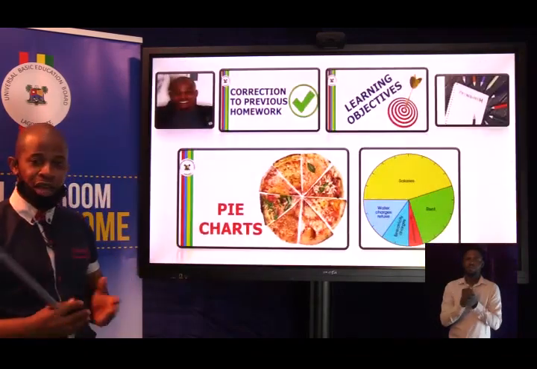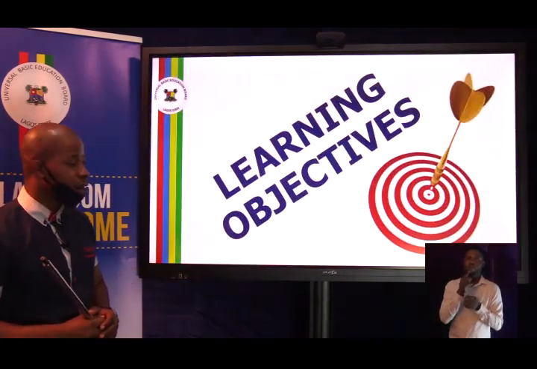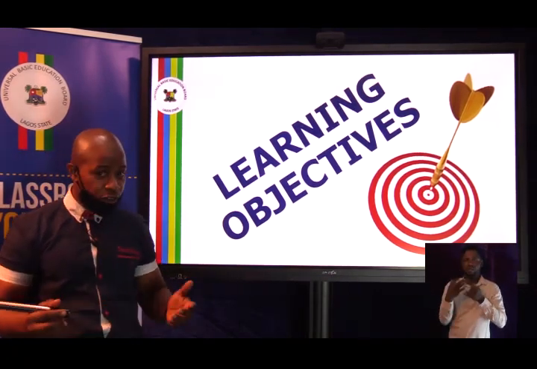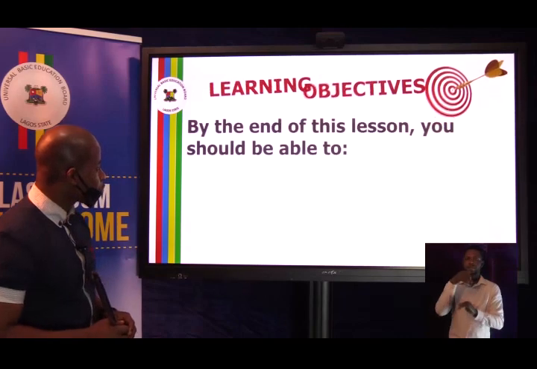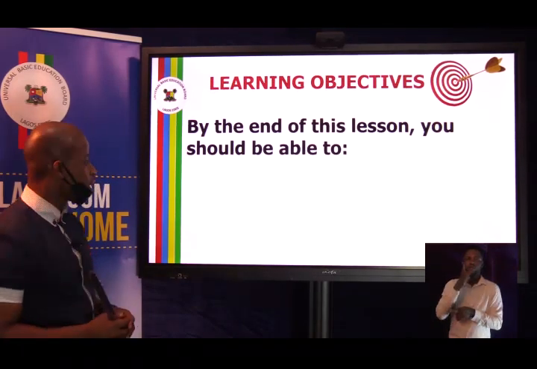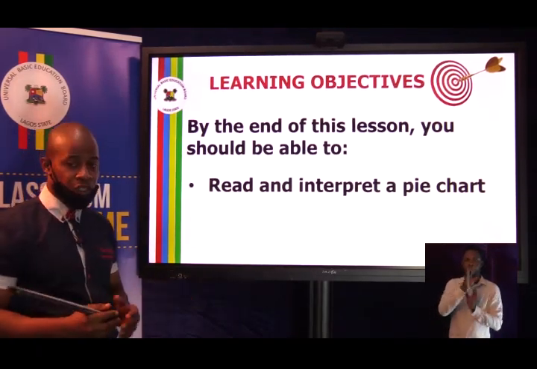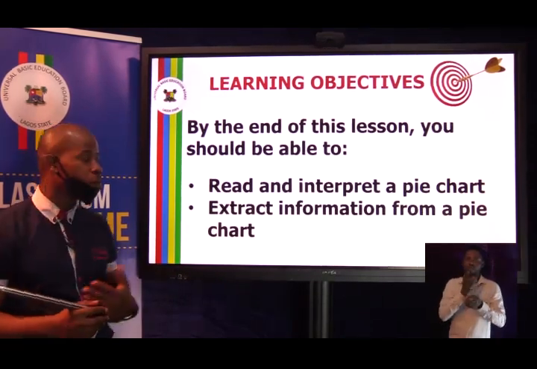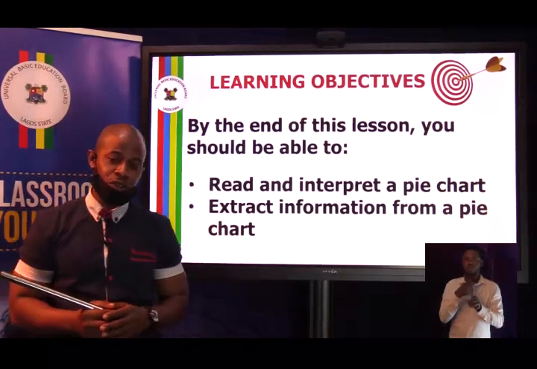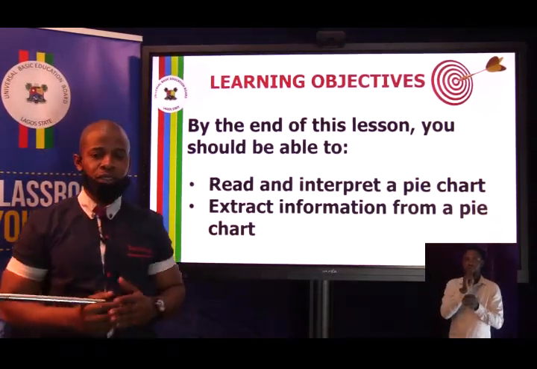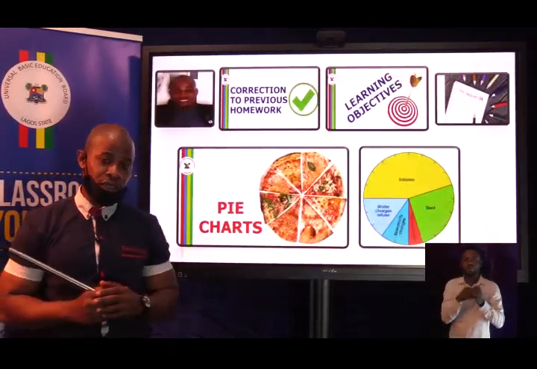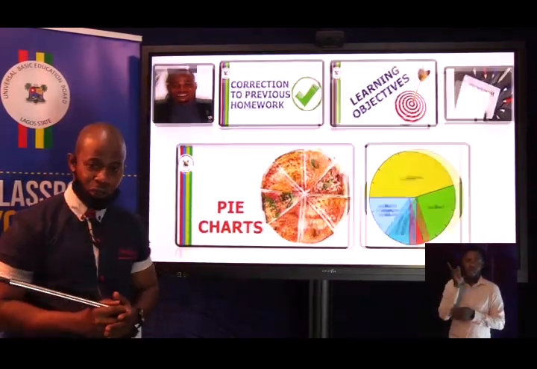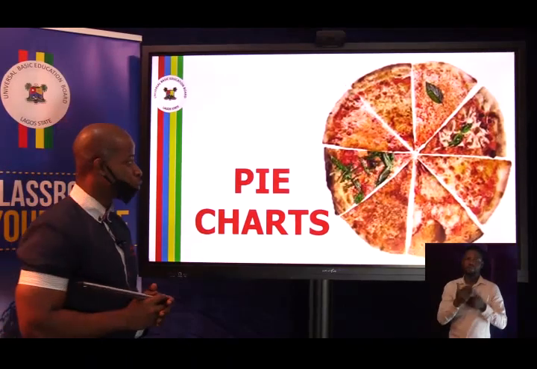Now, moving on to that piece of pizza that I talked about the other time. What are we expected to know at the end of today's lesson? By the end of this lesson, you should be able to read a pie chart and interpret it. You should also be able to extract information, that is, answer questions from a given pie chart. How are you going to do this exactly? Relax, drop your pens and paper, and listen as Uncle Agbaje walks you through the process.